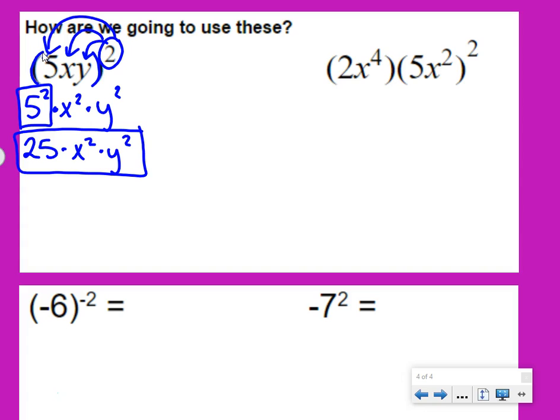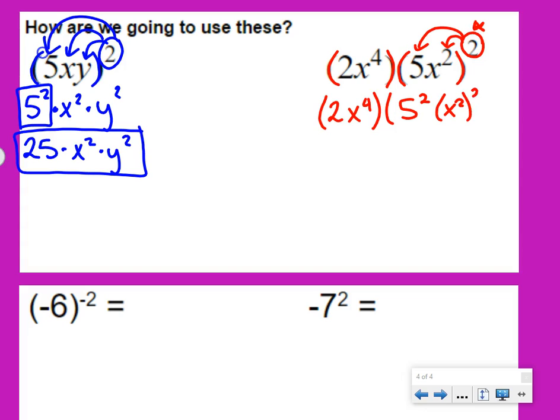Here we have 2 times x to the fourth power times the quantity 5 times x to the second power, raised to the second power. Now here it's important to notice that this 2 is only going to this last set of parentheses. So we rewrite this as 2 times x to the fourth power. We give this exponent 2 right here to the 5, so we'd have 5 to the second power times x to the second power raised to the second power. Now, we can do nothing with this parenthesis right now, so we just rewrite it.